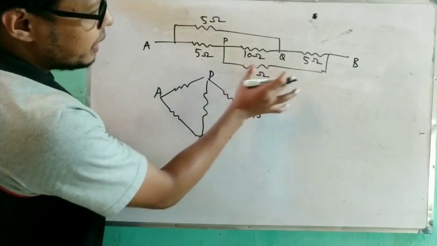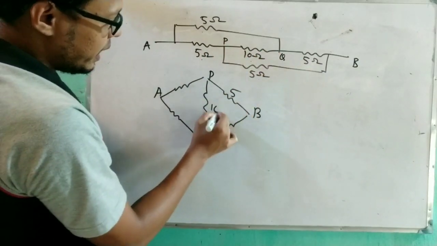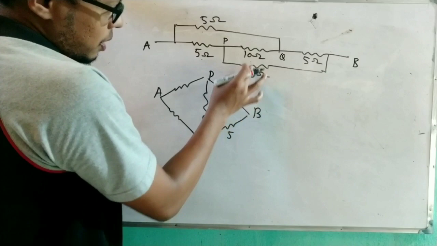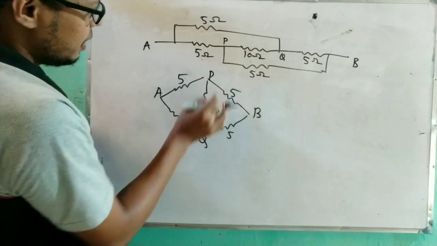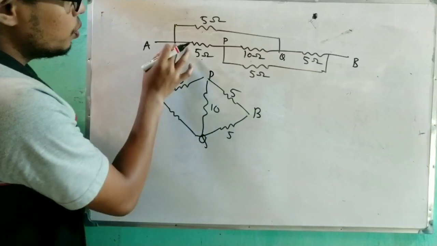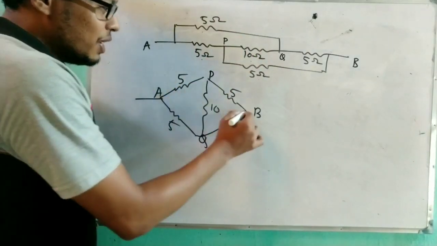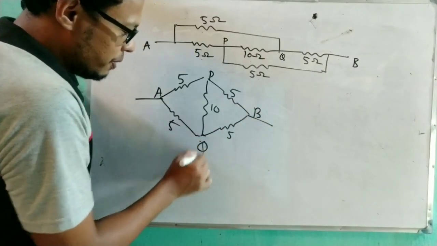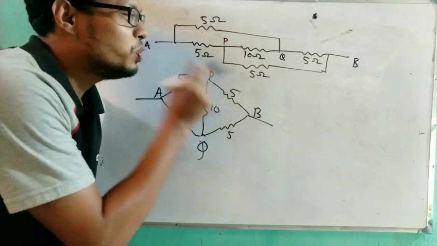5, P and B. PB also 5. PQ 10. Now this A and P is 5, and here one more A and Q. A and Q, this is also 5. Now see, we are getting this type of simplified circuit. This type of circuit we will study in Wheatstone Bridge.